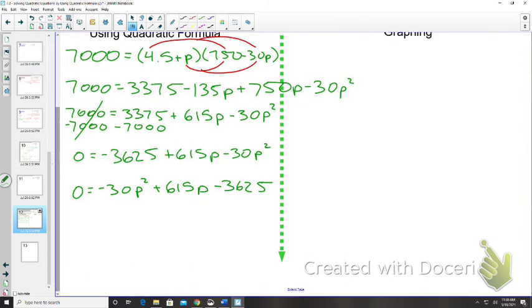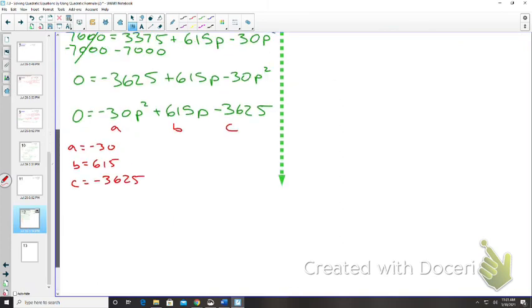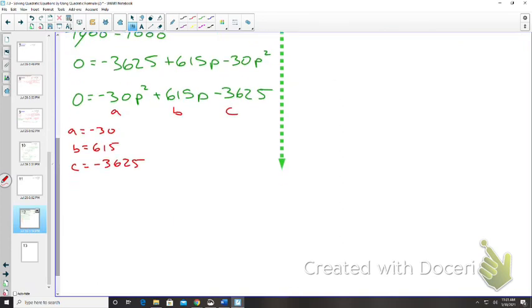Okay, so now what's our a, what's our b, what's our c? I know we're going to get really big numbers for this. That's okay. We have a calculator for that, right? So no worries. So a is equal to negative 30, b is equal to 615, and c is equal to negative 3,625. I can put this into the quadratic equation, which is negative b plus or minus. Perfect. So x is equal to negative b plus or minus the square root of b squared minus 4ac, over 2a.